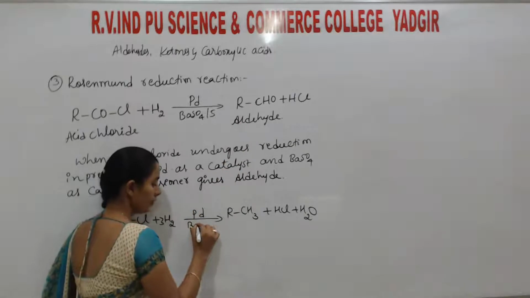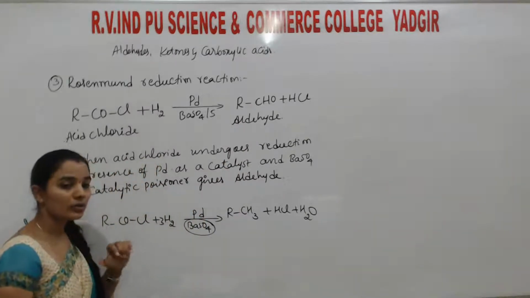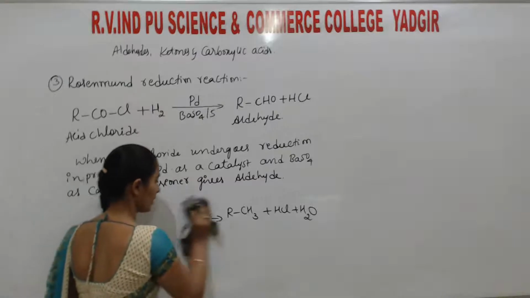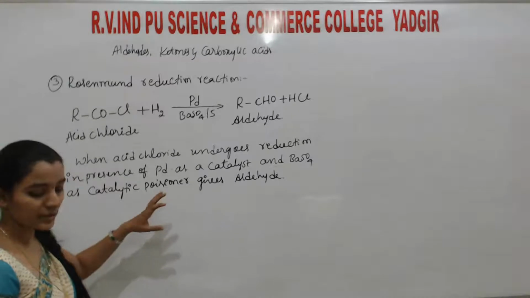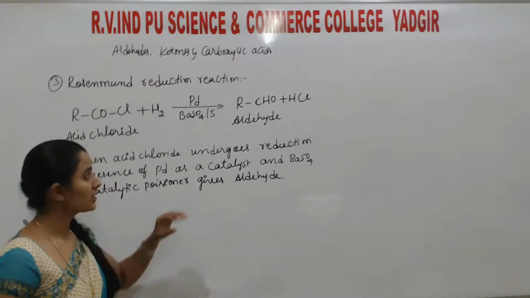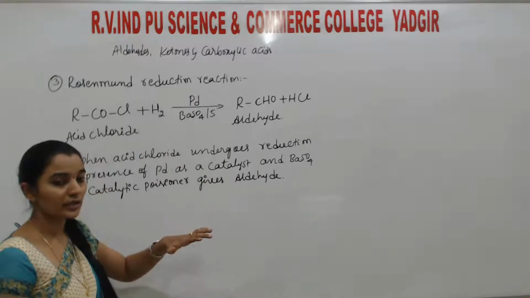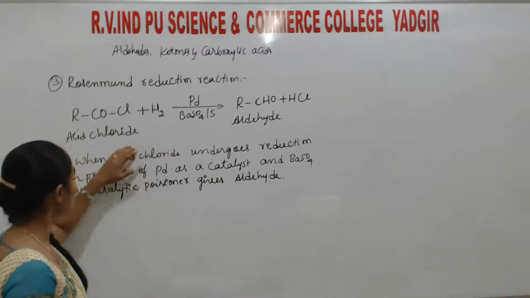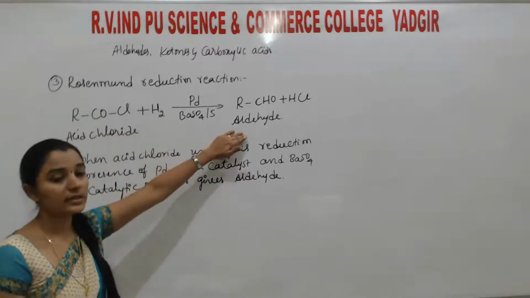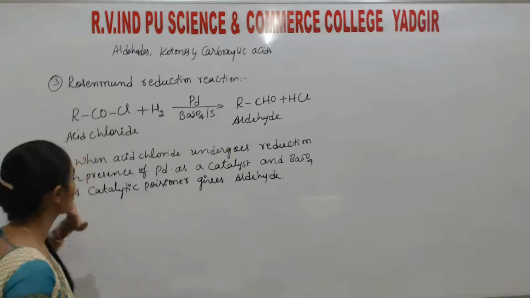For this aldehyde, we require BaSO4. This BaSO4 controls the reaction. Understood? When it controls the reaction, what is a catalytic poison? You know, one which decreases the efficiency of the catalyst. If the efficiency of the catalyst decreases, the reaction rate also decreases. That means they form aldehydes instead of alkanes. Understood? So this is the reaction.